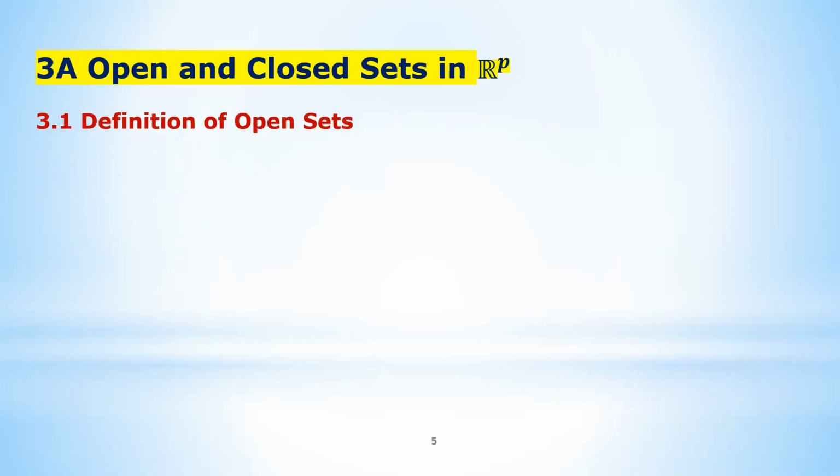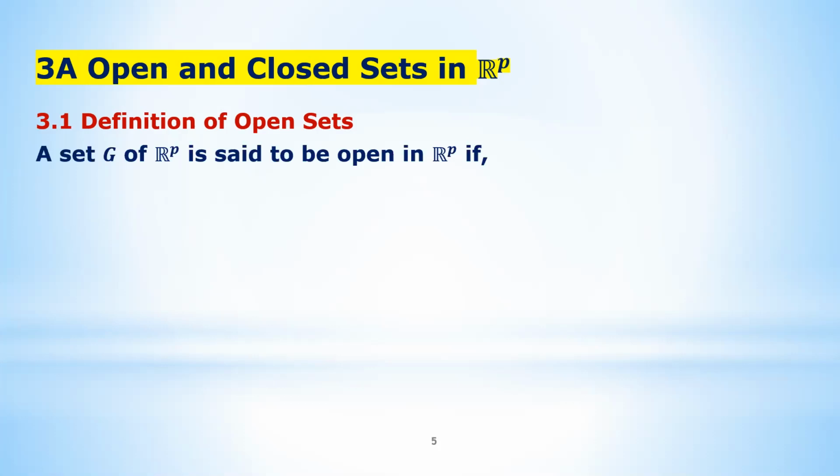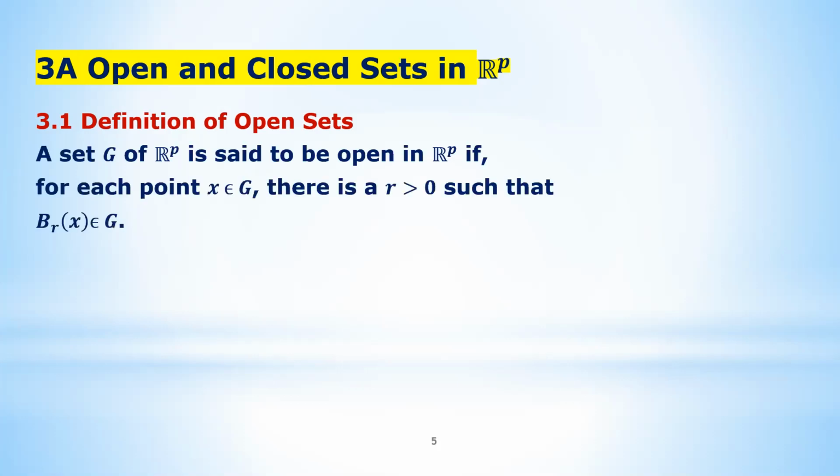Now let's think about how we define an open set. Basically, an open set means that there's no boundary. All the boundary points are removed, not involved. Then the set is considered an open set. Here's the definition. Let's consider a set G in Rp. This set G is said to be open in Rp if the following holds: for every point x in G, there is a ball centered at x which is contained in G.